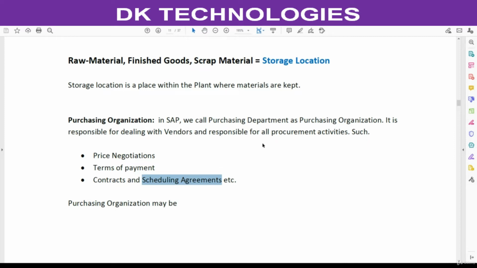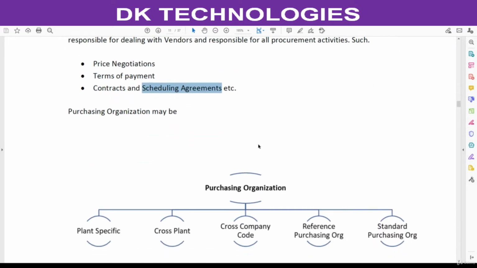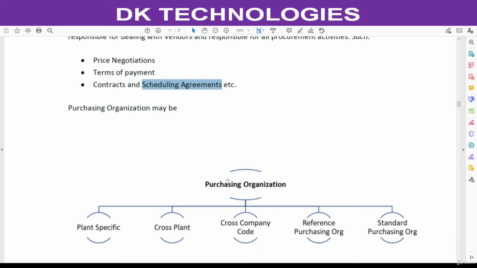So at the time of organization structure, you should understand your purchasing organization as well: how the client is using purchasing organization. We have to understand their design as well. Coming to purchasing organization in SAP, we have these 5 scenarios. Purchasing organization could be plant specific, cross plant, cross company code, referencing purchasing organization, or standard purchasing organization. We will understand one by one.